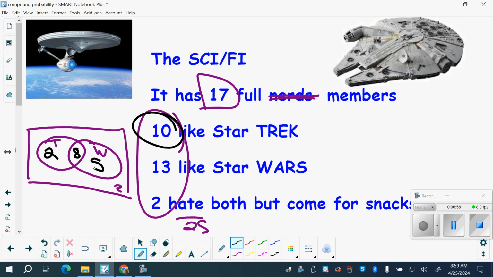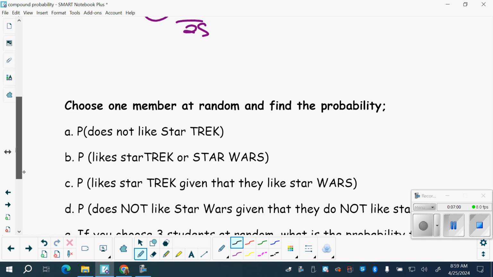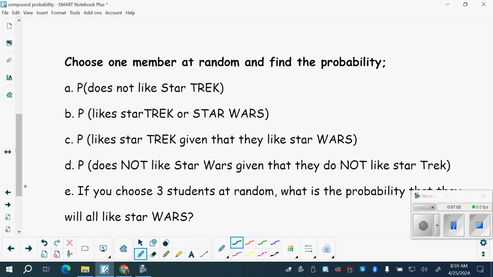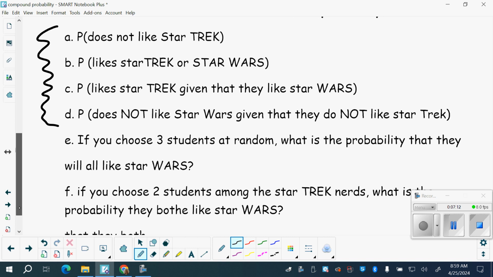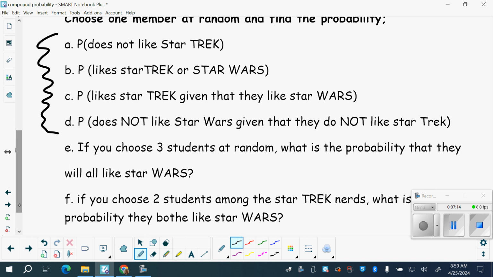I'm good to go. Okay, I'm going to stop for a minute, and I would like you to do this right here. Start those, A, B, C, and D with your neighbors. Here you go. I will move it up a little bit so you can see it. Work together.